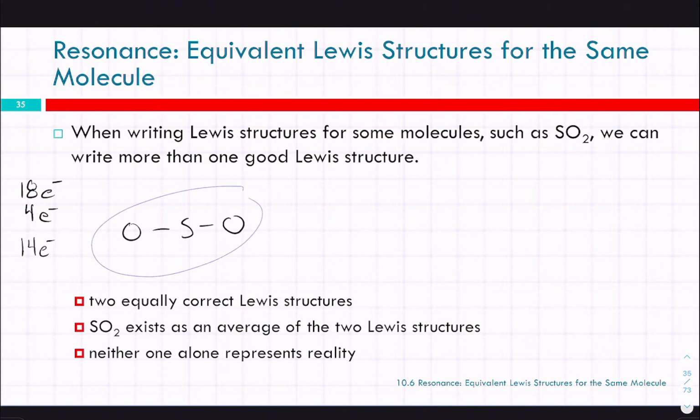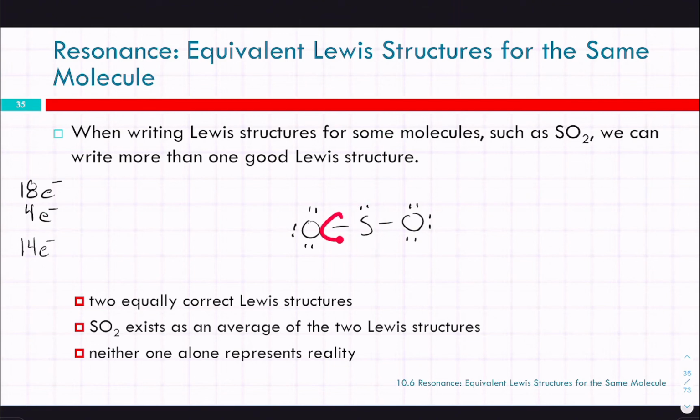Actually, let me move this to the center. I'll start placing those around the terminal atoms first. 2, 4, 6, 8, 10, 12, 14. Once the terminal atoms are filled, then you do the middle one. And then sulfur still only has 6 electrons. 2, 4, 6. So which oxygen should we take a lone pair from and make a double bond?